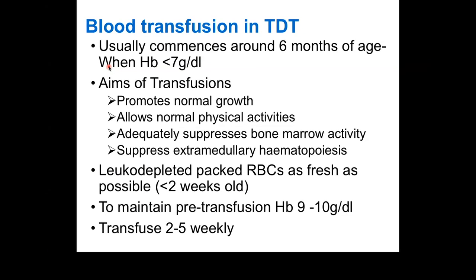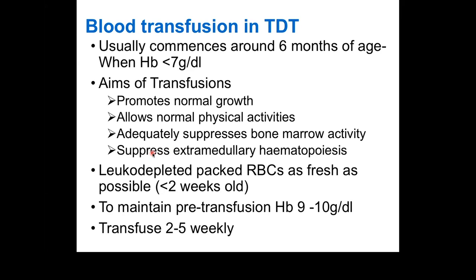Blood transfusion is the cornerstone or the mainstay of supportive treatment for beta thalassemia. In transfusion-dependent thalassemia patients, it is generally commenced around 6 months of age when the hemoglobin falls below 7 grams per deciliter. In these patients, transfusions are given to promote normal growth, allow normal physical activity, adequately suppress the bone marrow activity, and suppress extramedullary hematopoiesis to suppress the hepatosplenomegaly.